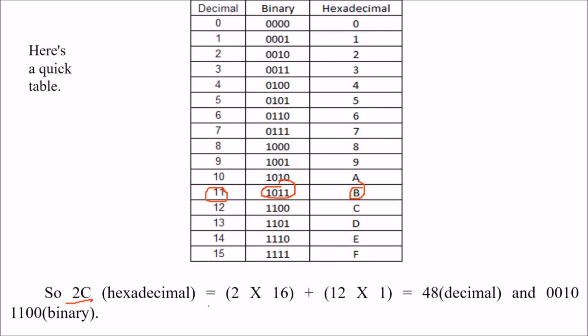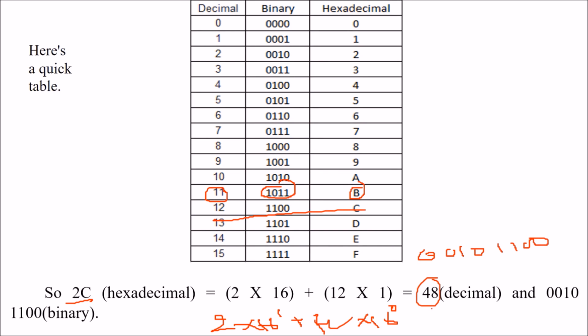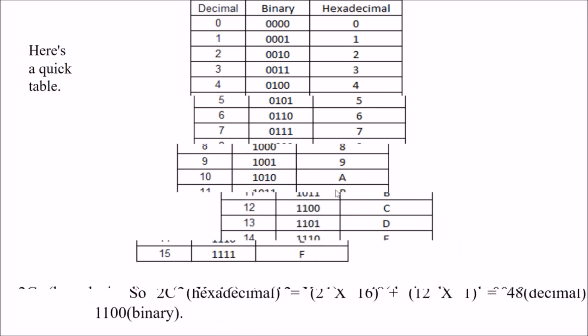For example, if I write 2C, what is 2C? It is 2 times 16 to the power 1, plus C, which is 12, times 16 to the power 0. So this is 44. And the binary equivalent is nothing but 0010 and 1100. If you divide by 2, take the remainders and read them in reverse order, you will get this. This is just for the beginners who don't understand these things.